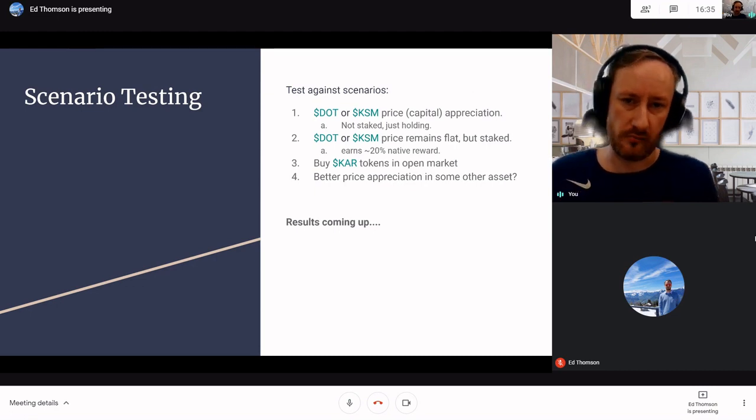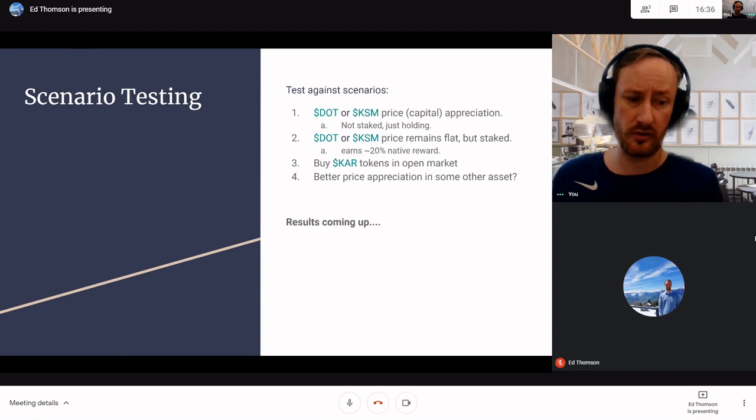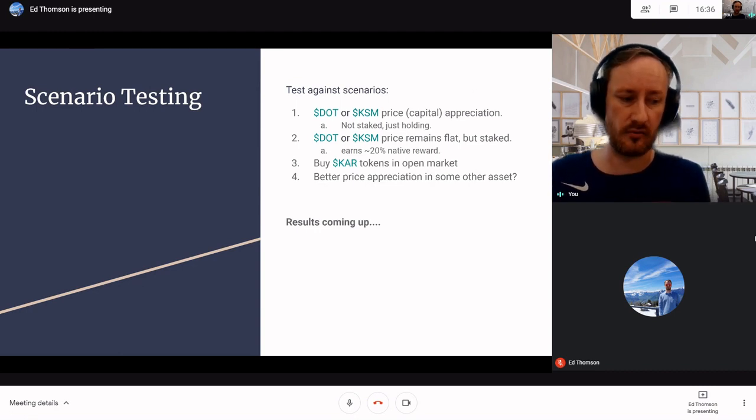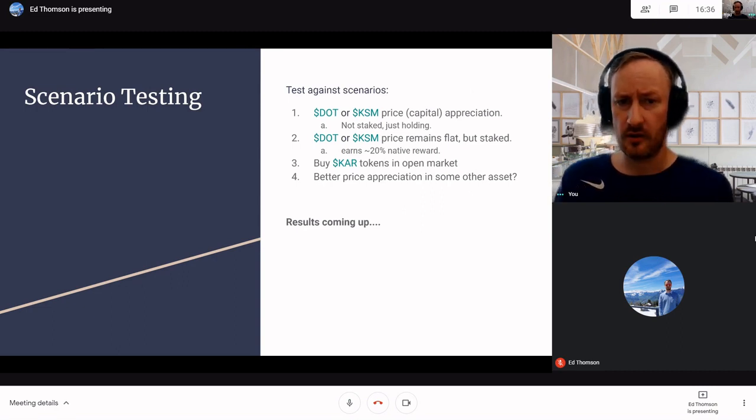Then, once you get your numbers, you have to compare those numbers to various scenarios. And this is the context of saying, okay, is, say, $110 good or not? So here are 4 scenarios that I came up with. So one is just to hold DOT or KSM.